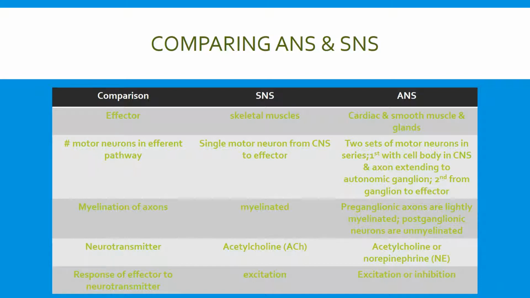goes to the effectors. In the somatic nervous system, everything is myelinated, but in the autonomic nervous system, the preganglionic axons are myelinated. Not very much, but there is some. But the postganglionic axons are not myelinated at all. In the somatic nervous system, the neurotransmitter is acetylcholine only. But in the autonomic system, there's two neurotransmitters. It's either acetylcholine or norepinephrine. The responsive effector in the somatic is excitation, and the autonomic can either excite or inhibit.